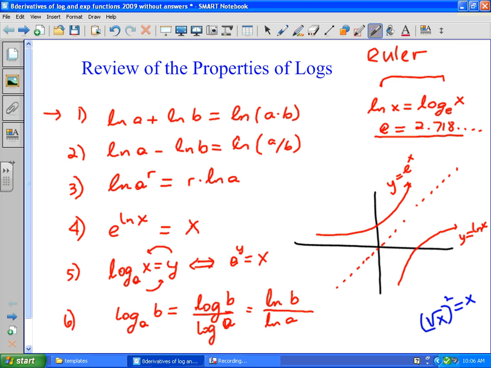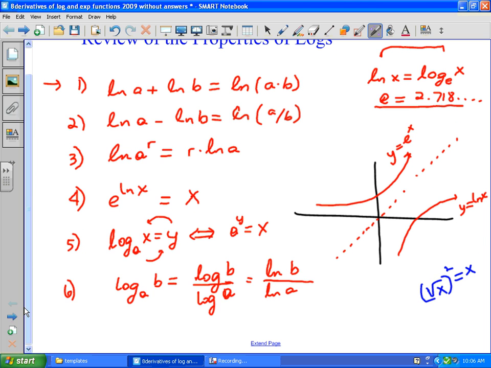And property number 6, change of base formula. Does anyone remember that one? So say you have log base a of b. What is the base in that case? The base is a. Now say that I want to convert this to base 10. So how can I write it with base 10? I can say this is the same as log of b over log of a. What is the base there? 10. If we don't write any base, it's understood to be base 10, right?